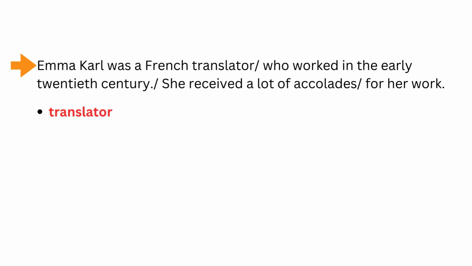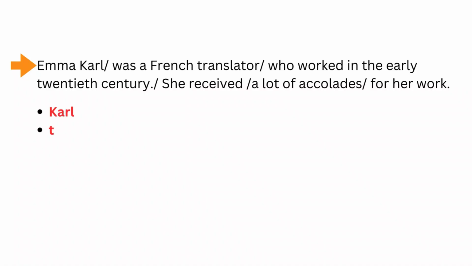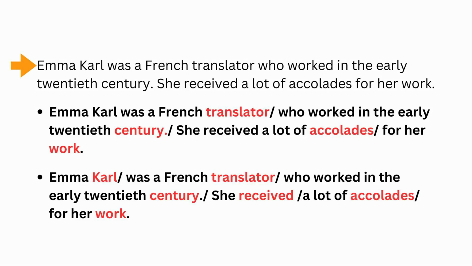Here you can see that translator, century, accolades and work are your focus words. Emma Carl was a French translator who worked in the early 20th century. She received a lot of accolades for her work. And in this sentence, we are breaking it into more sense groups. So the focus words are Carl, translator, century, received, accolades and work. So let's repeat it. Emma Carl was a French translator who worked in the early 20th century. She received a lot of accolades for her work.